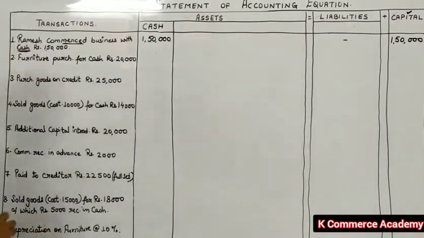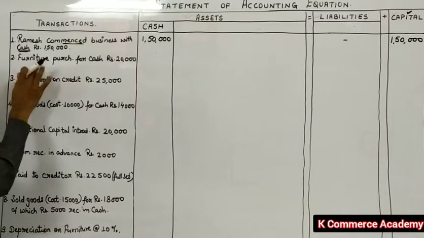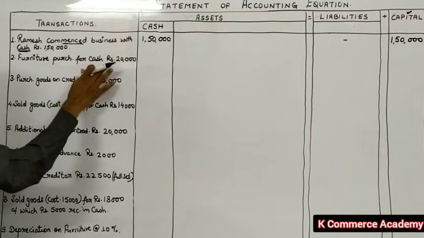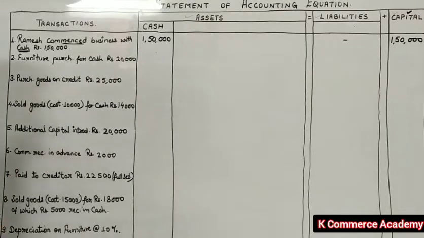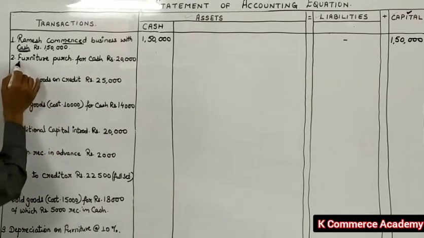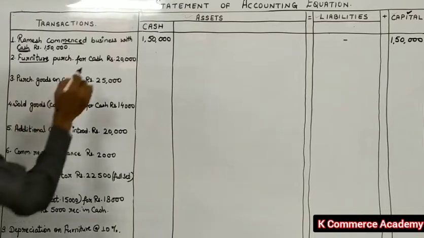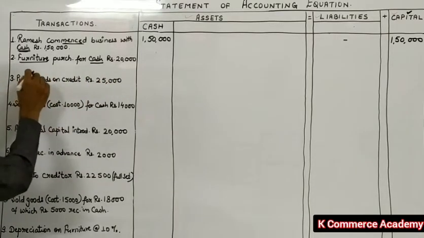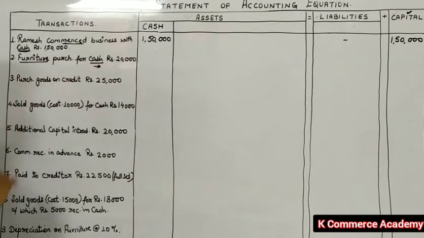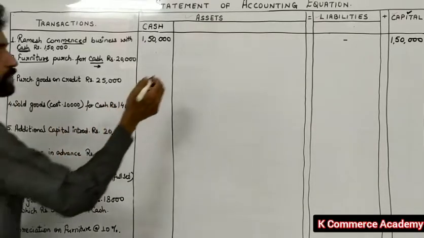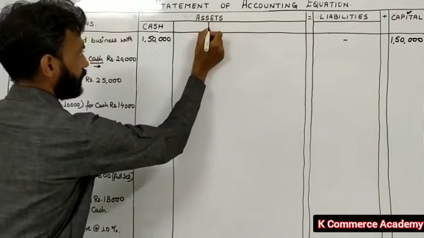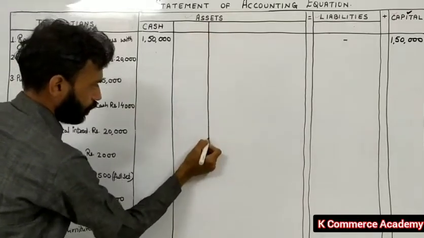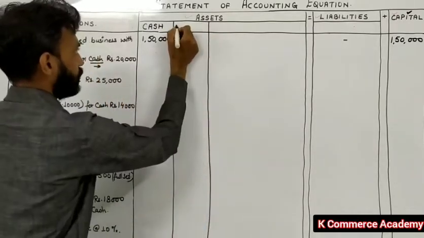Moving further, second transaction we do have furniture purchased for cash rupees 20,000. Now again two accounts have got affected. One is furniture account, another one is cash account. In business cash has gone out, you purchased furniture for cash so cash will go out, and furniture has come in the business. Furniture is also an asset, so in asset we will create one more column with the name furniture.